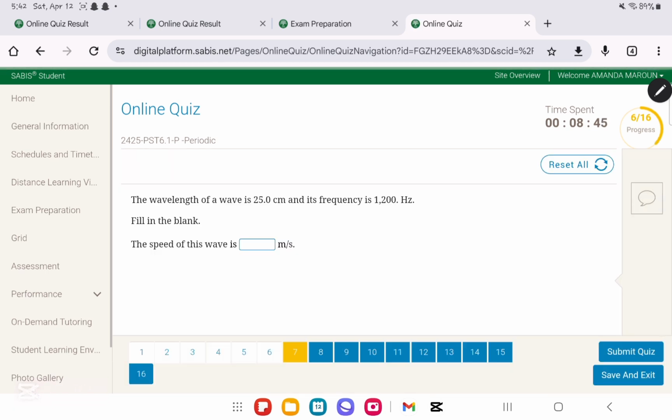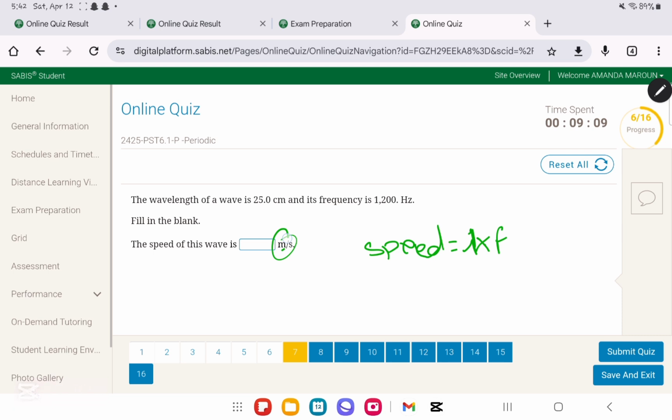Okay, we move on to question number 27. In question number 27, they said the wavelength of a wave is 25 centimeters and its frequency is 1200 hertz. They need the speed of this wave in meters per second. Speed is equal to what? It is equal to the wavelength, which we denote by lambda, times the frequency f.